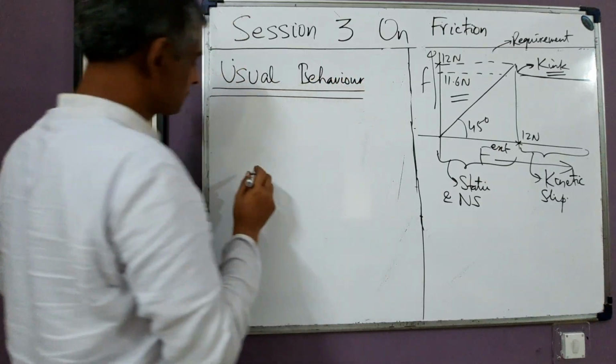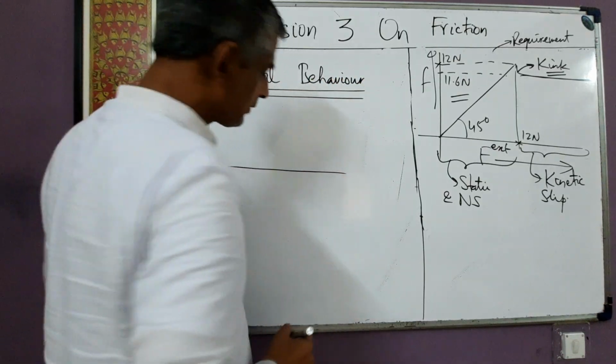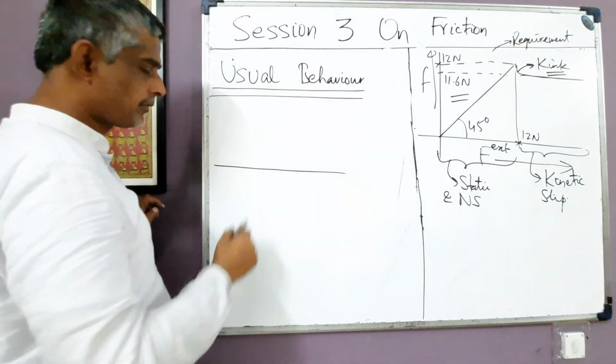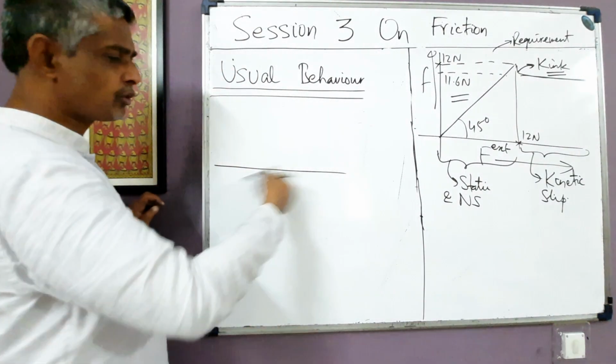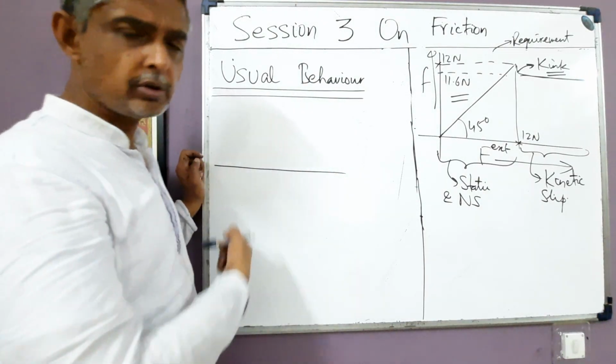Usual behavior is this. There is a fixed, rough surface. It may be horizontal, it may be inclined. I am showing it just for the sake of argument. I am showing it to be a horizontal surface.